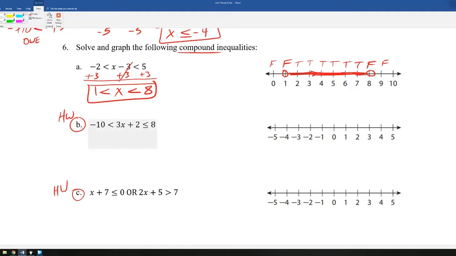So try part B and C. Notice how C is an or statement. So your graph is going to look something like this. So be aware of that.